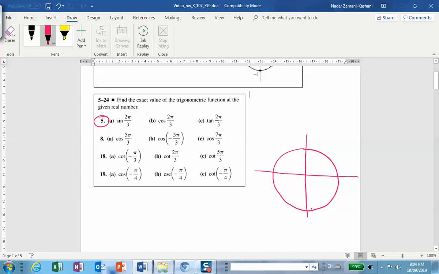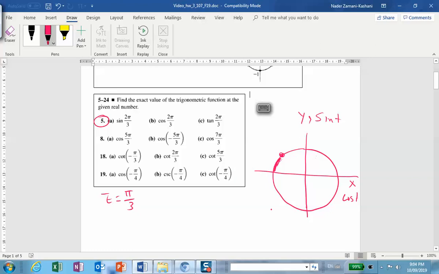Where is 2 pi over 3? Now remember, pi over 3 was right there. 2 pi over 3 will put you over here. Remember, this is x, and there is y. This is sine of t, and this is cosine of t. So you notice that the reference number of this is pi over 3. So t bar is pi over 3. I just have to worry about the sign.